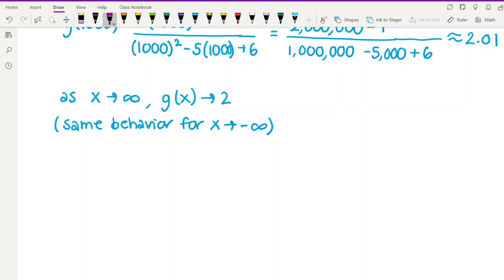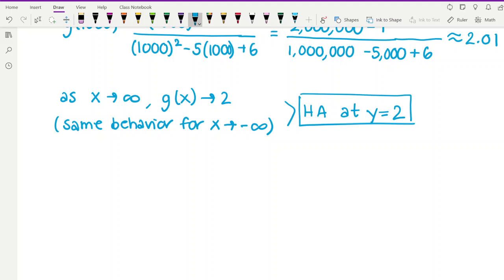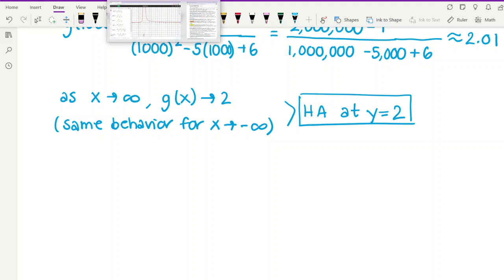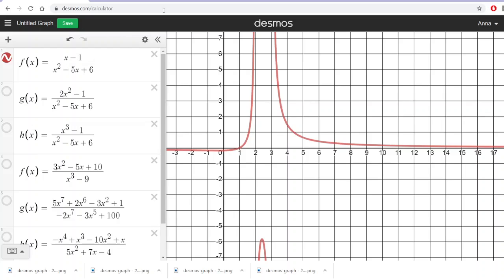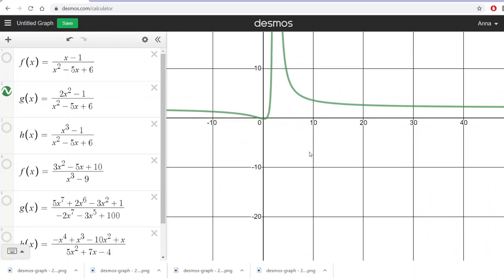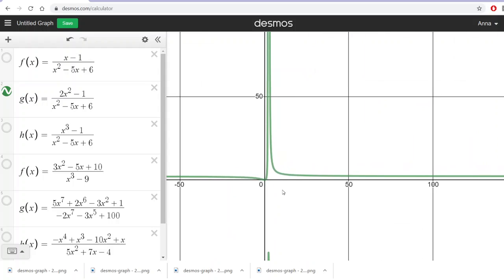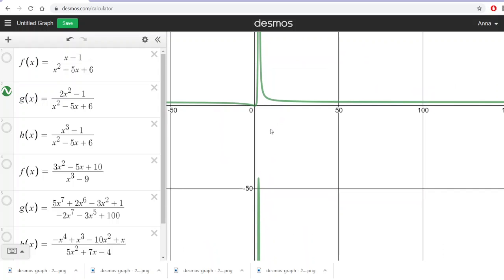But yeah, if you were to plug in numbers like negative 100, negative 1,000, you would see the same thing happening. And so what this one tells us is that we have a horizontal asymptote at y is equal to 2. So let's take a look at the graph to kind of see what that looks like. So this was our last one. Here is the new one. So we'll see that it does still have the vertical asymptote at 2 and 3, the way the other one did.